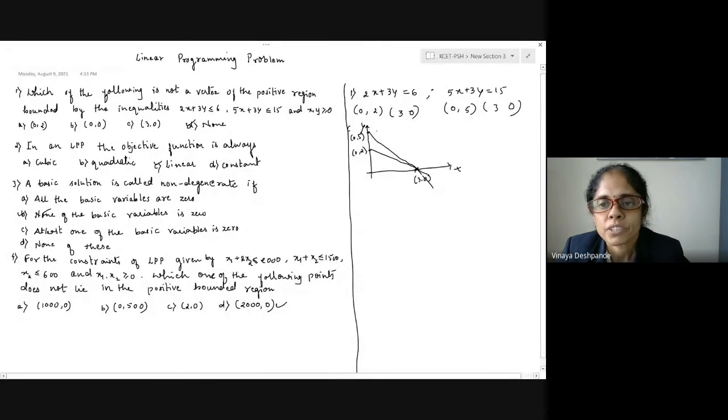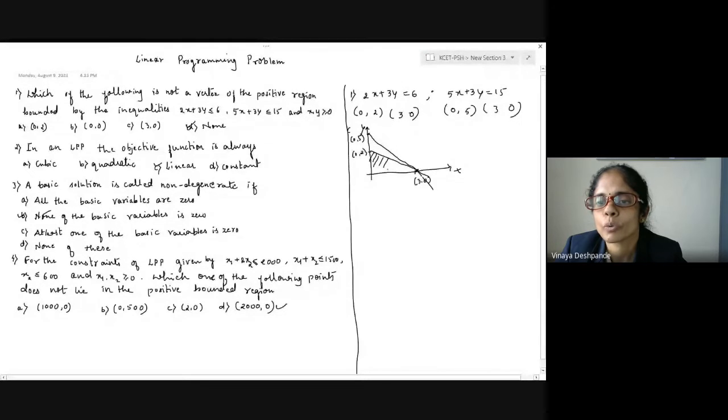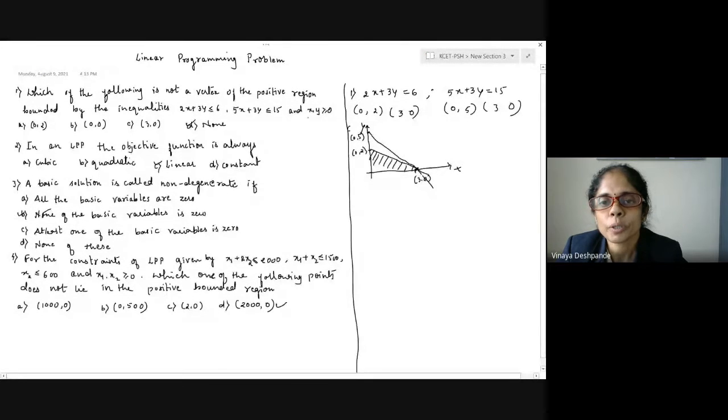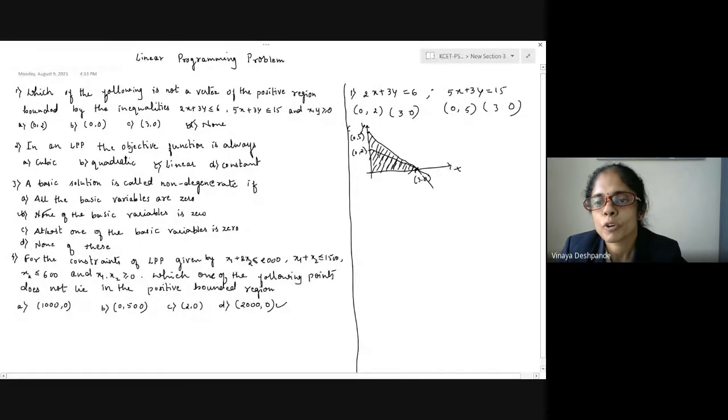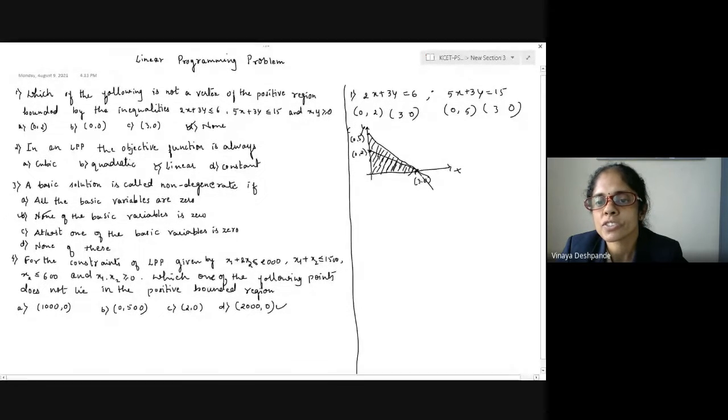Okay, fine. So now let us shade the region. For that, let us consider the inequality. First line, less than or equal to 6. This is our first line. Less than or equal to 6 means we shade the lower region. And 5x plus 3y less than or equal to 15, again the lower region. So the common region for both the constraints is this.